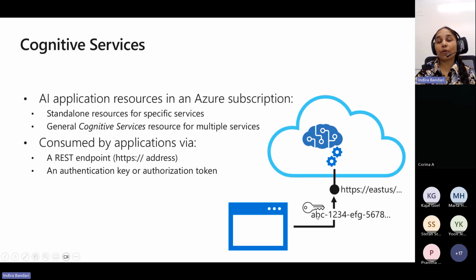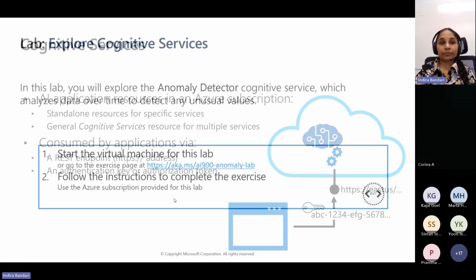Once you stand up the service, you can use the service from Azure in the form of an API, as long as you have the endpoint which starts with HTTPS and a key. The key is, I think, a 24-character word or something like that. I'll show you where to find it as well. And these can be consumed by the REST endpoint and an authentication key, right?